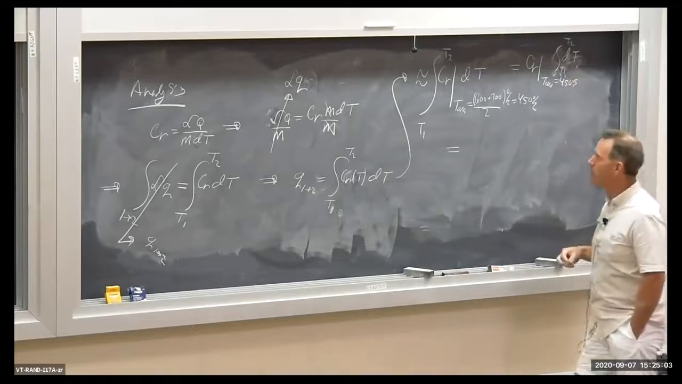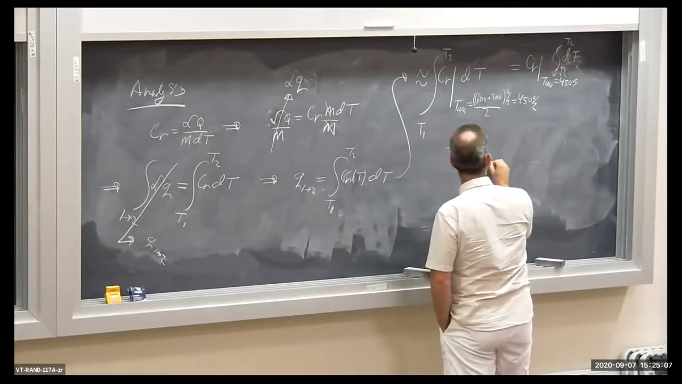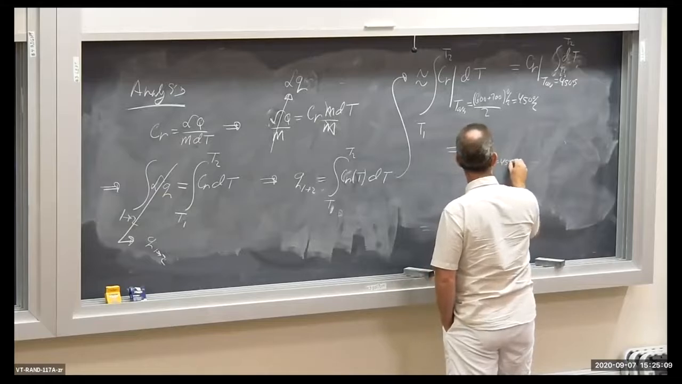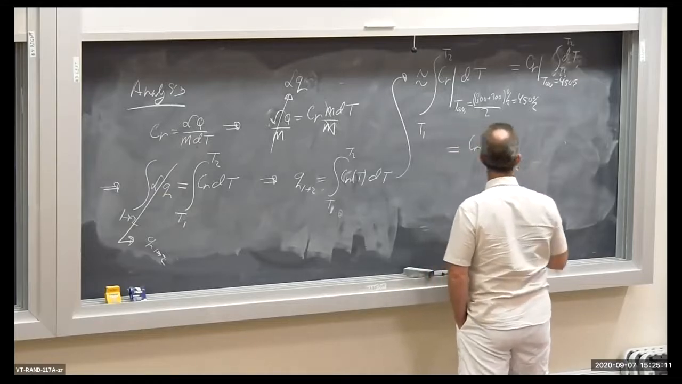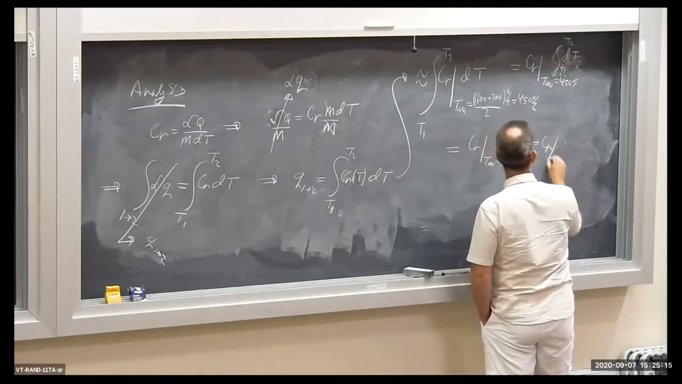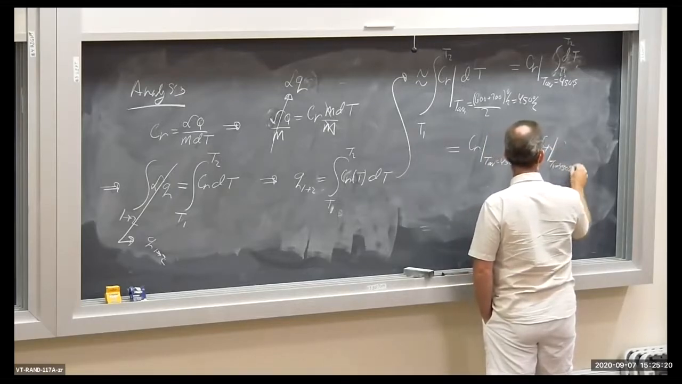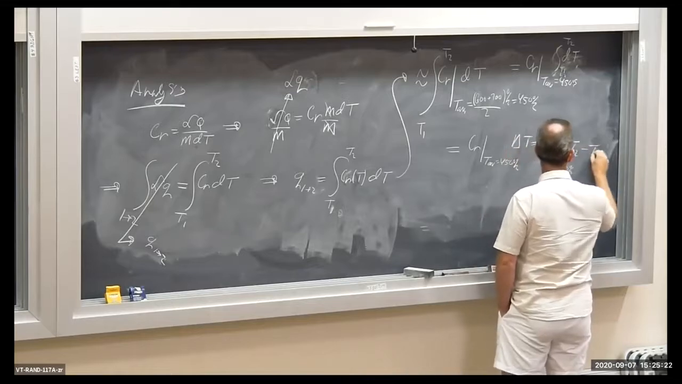The integral of dT from T1 to T2 is delta T. So I get Cv evaluated at 450 degrees Kelvin times delta T, or if you like, Cv evaluated at 450 times T2 minus T1.